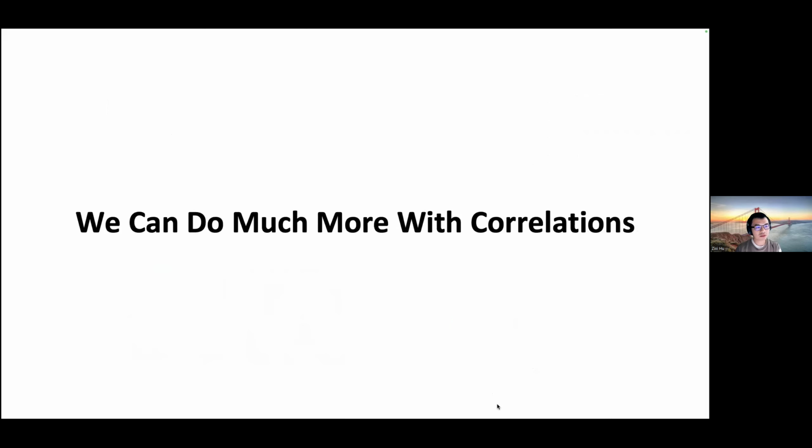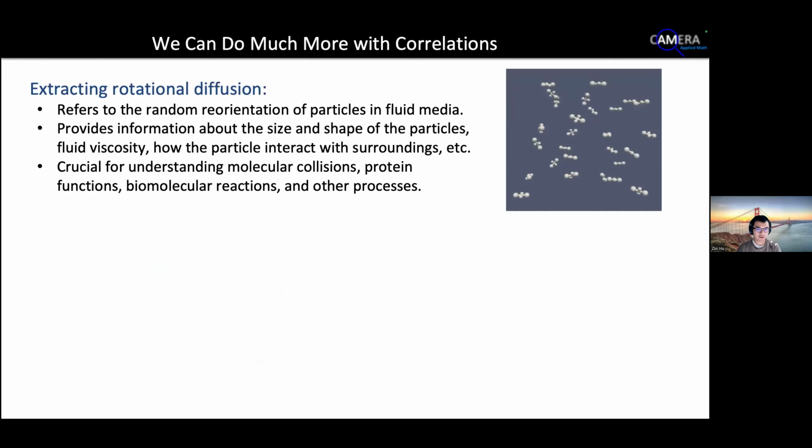But other than these wonderful works, potentially there is much more we can do with correlation analysis, especially after the light source upgrades. For example, the correlation data of XPCS can help us extract the rotational dynamics, in particular the rotation diffusion dynamics. The rotation diffusion refers to the phenomenon that non-interacting particles in the fluid media change their orientation randomly from time to time.